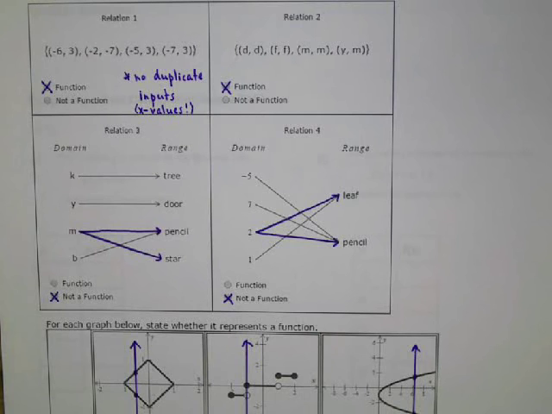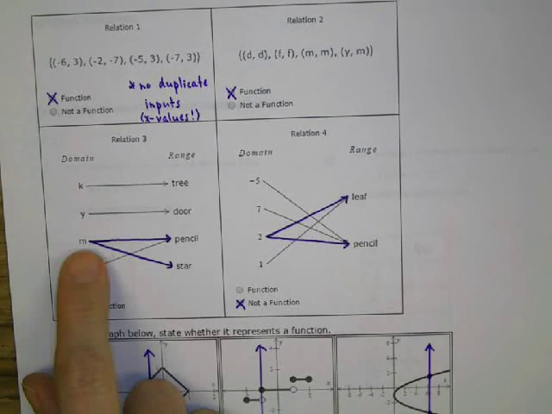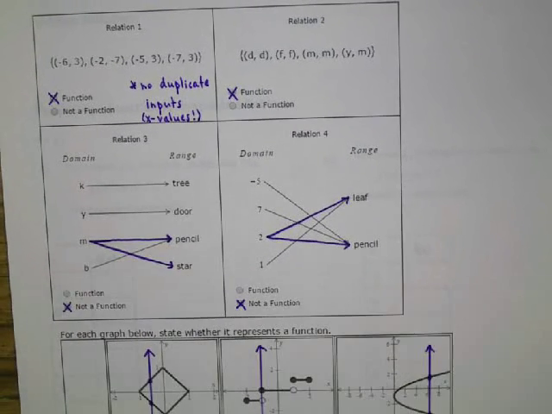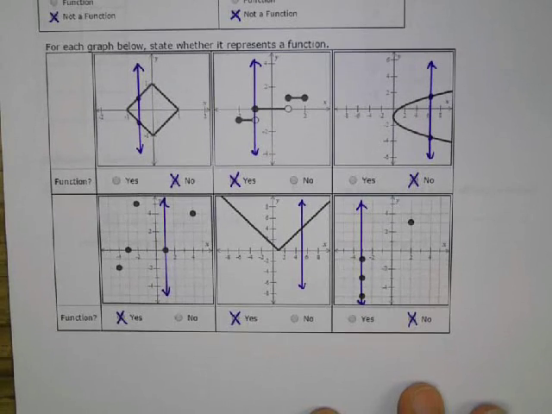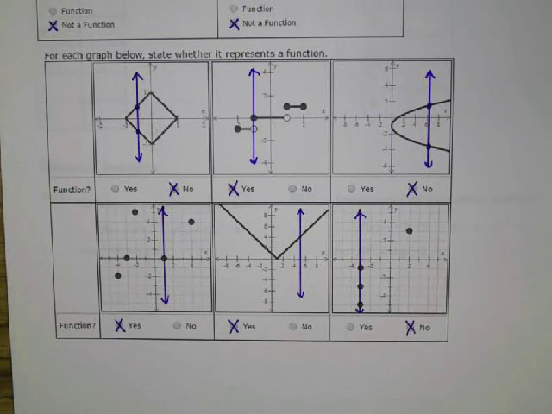So there's the first set. Obviously in these last two, I have one input matched to two outputs, so those are not functions. And then the last group, we're just using our vertical line test to check whether or not we have a function.